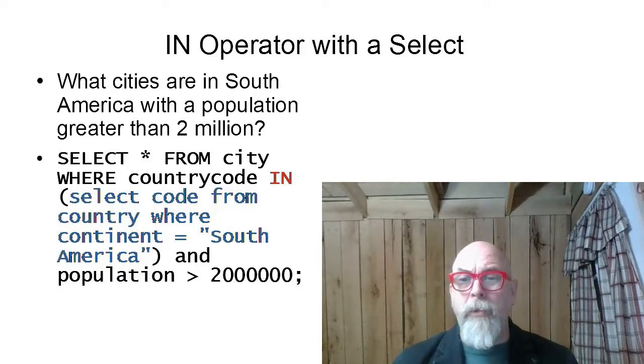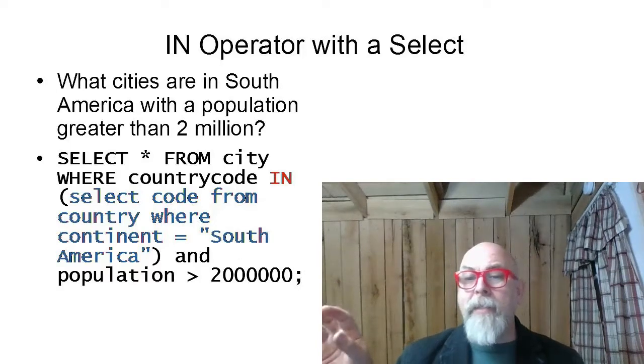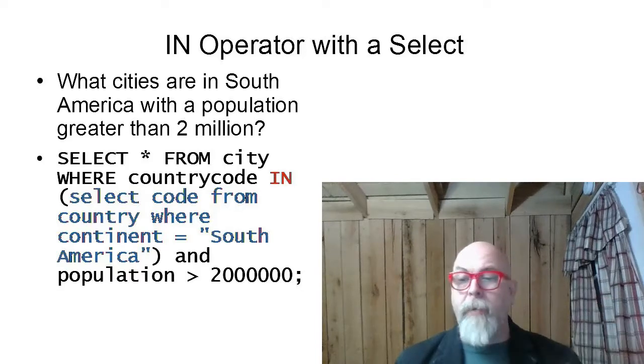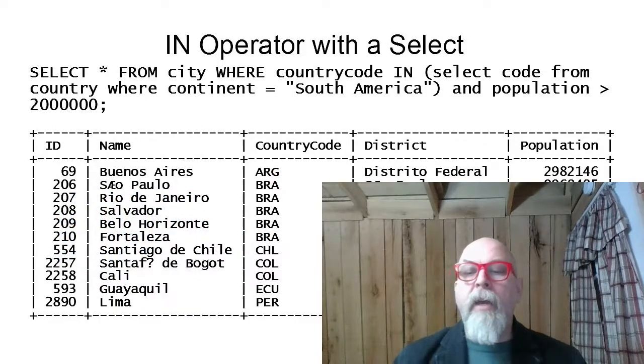That's really cool, to be able to select a list of values from one table and then use that in an in clause to query another table. So here are the results of that select statement using a subselect to get a list of country codes and then using that to get a list of the cities with a population over 2 million in all of those countries.